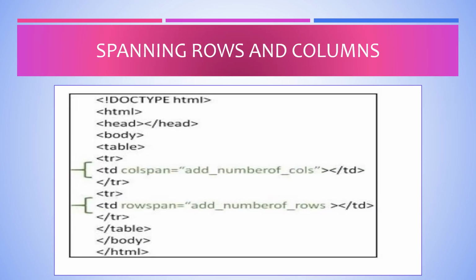Spanning rows and columns. The rowspan and colspan are attributes of the td tag. These are used to specify the number of rows or columns a cell should merge. The rowspan attribute is used for merging the rows, and the colspan attribute is used for merging the columns. These attributes should be placed inside the td tag.